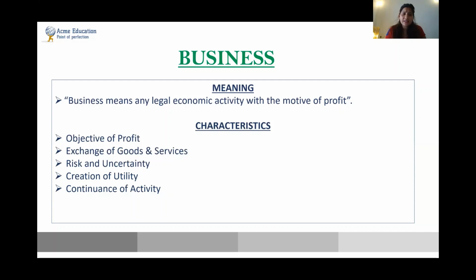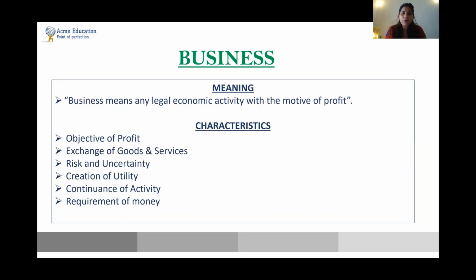Moving to the next characteristic, which is called continuance of the activity. When you're doing a business, it should be on a continuous basis, on a regular basis. A one-time activity performed by a person is not termed as doing business, so it has to be on a regular, continuous basis.